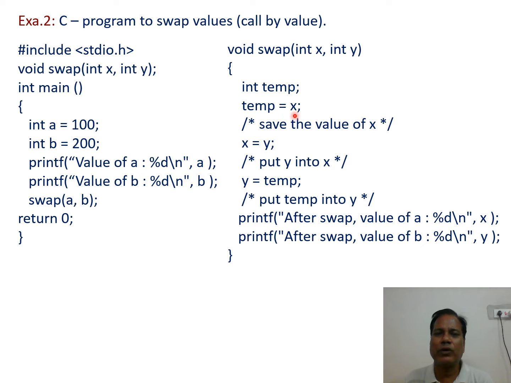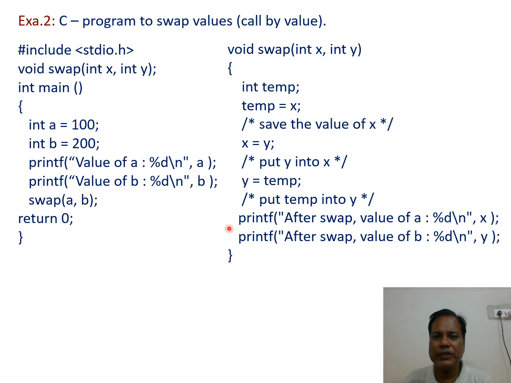Then temp equal to x. What is the value of x? That is assigned to the temp variable. That is value of x, which is the value of a, is assigned to the temp variable. And using the next statement, x is equal to y. What is the value of y? That is assigned to the x. And then y is assigned a value of temp. So in this way, these two values of x and y get exchanged, get swapped. The value of y is assigned to the x and value of x is assigned to the y.